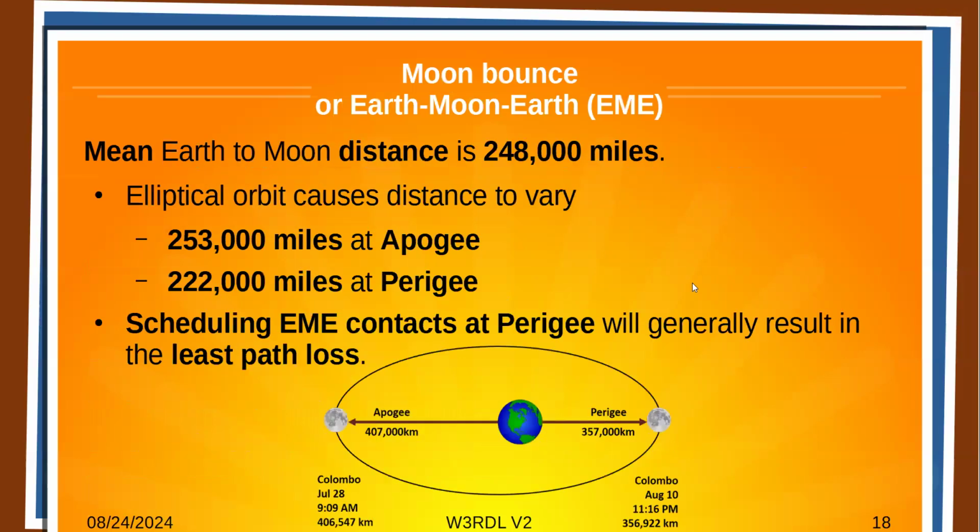Okay, apogee and perigee. Perigee is the closest point to the Earth in the elliptical pattern of the moon, and apogee is when it's farthest away. So obviously, your path loss is less at perigee than it is at apogee. So you would try to make a contact if you're going to do this when it was close to perigee.